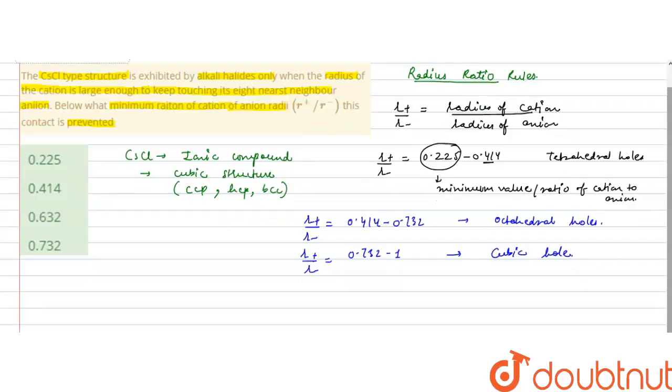It means the minimum ratio for a cubic structure to exist, that is where the cation and anion will just be in contact with each other, is the radius ratio of 0.732. Now in our question it is given: below what minimum ratio of the cation to anion radius ratio is the contact prevented? As CsCl exists in cubic structure, or it will have the cubic holes, if its minimum ratio is 0.732, they will just be in contact with each other.